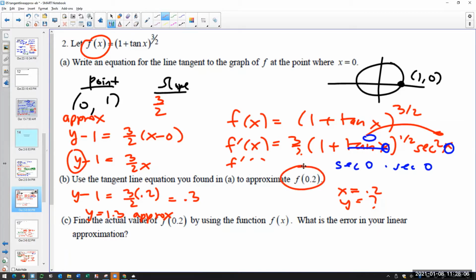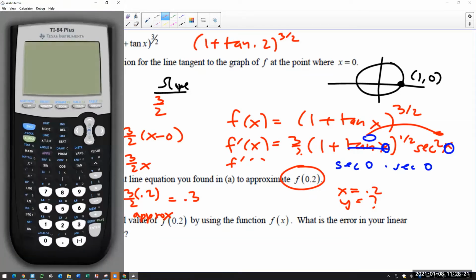What is the actual value of f of 0.2? How do I figure out what the actual value was? Plug it in up here, to the real f. Does that make sense? So if I come up here and I plug in 0.2, 1 plus tangent 0.2 raised to 3/2, let me see how far away I am from the real problem.